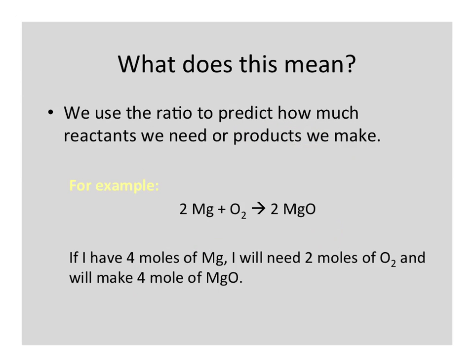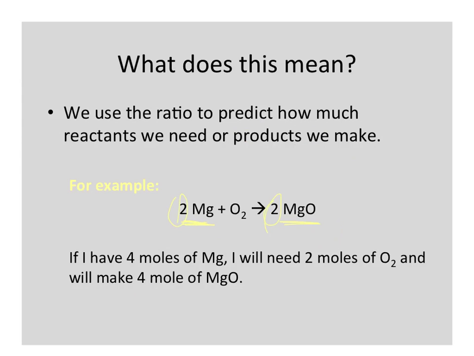So what does this mean? Well, we can use this ratio to predict how much reactants we need or how much products we're going to make. So for example, if I had 4 moles of magnesium, I can make 4 moles of magnesium oxide, because I know that for every 2 moles of magnesium, or for every 2 particles of magnesium, I'm going to make 2 particles of magnesium oxide.